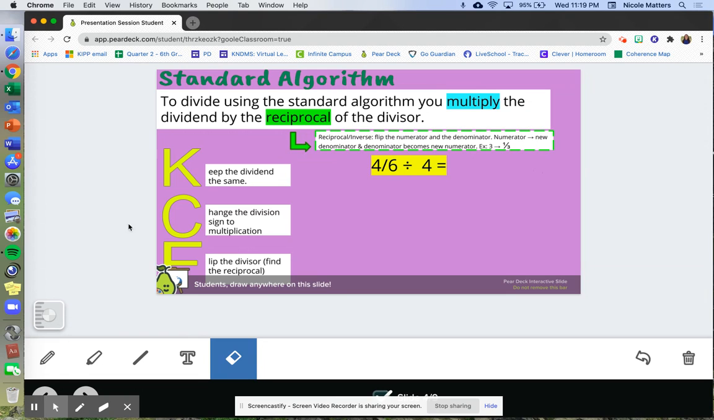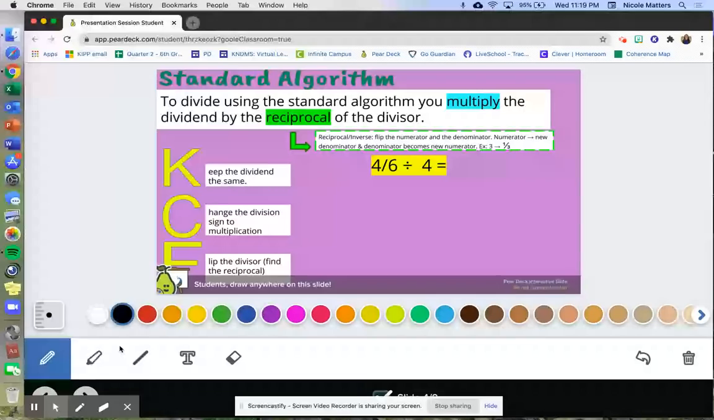And the way I'm going to remember to do that is I'm going to tell myself KCF. K stands for keep the dividend the same. C stands for change the division sign to multiplication, and then F stands for flip the divisor or find the reciprocal. So if I'm drawing here, my K step is going to be, let's just put it in green. Let's do a little color coding here. So I keep the dividend the same. All right, so 4/6 stays.